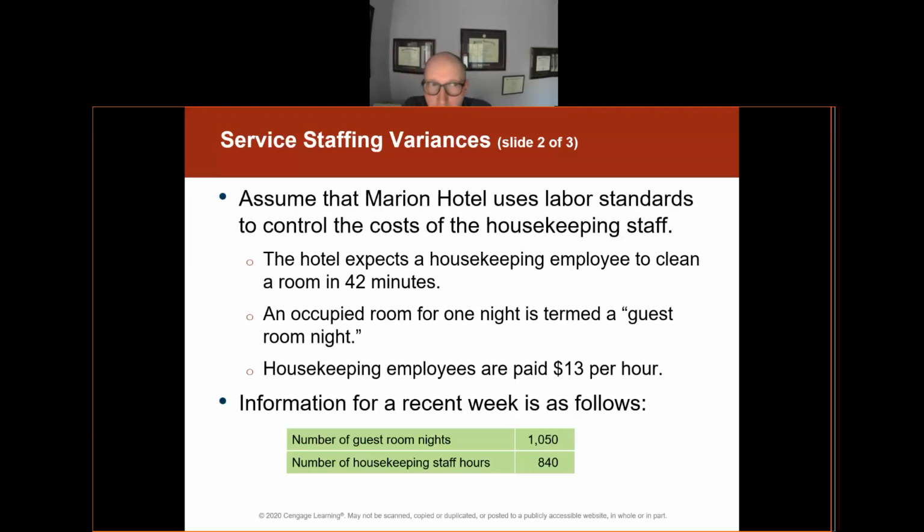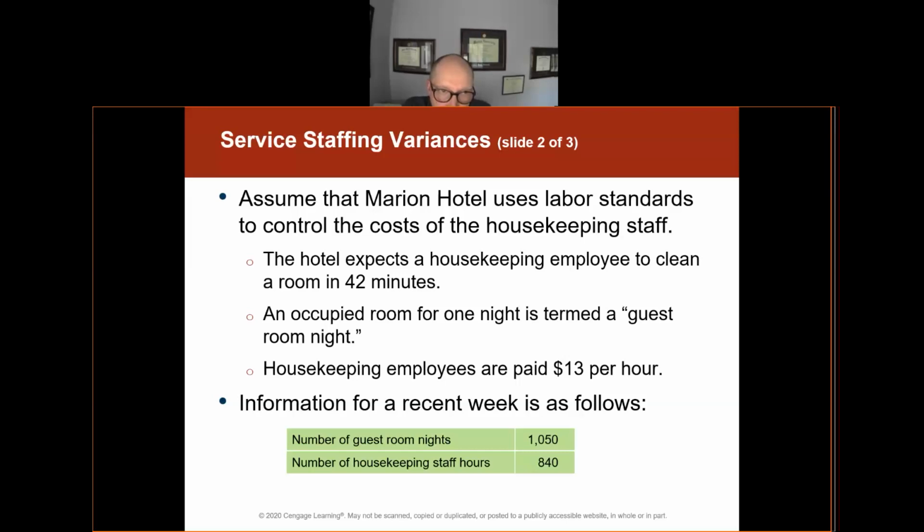Like, for example, let's look at housekeeping. This example is for Marion. Oh, that's funny. This is for housekeeping, right? And so we have our standard labor cost, the standard hourly rate for housekeeping, and we have the standard amount of time it takes to clean each room, right? So 42 minutes per room. Housekeeping is paid $13 an hour. So that can give you the amount it takes housekeeping to clean each room, okay?